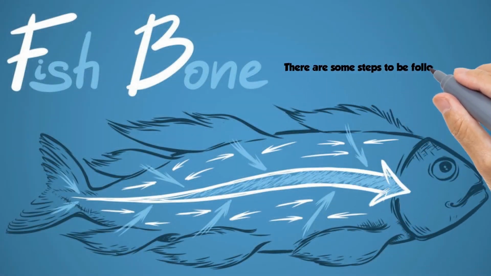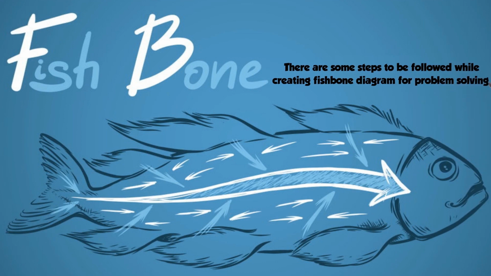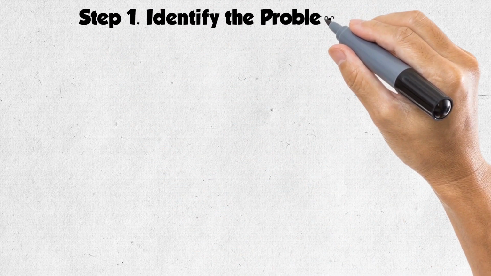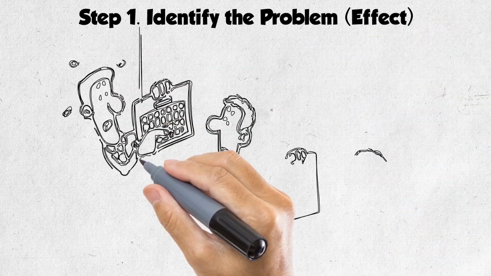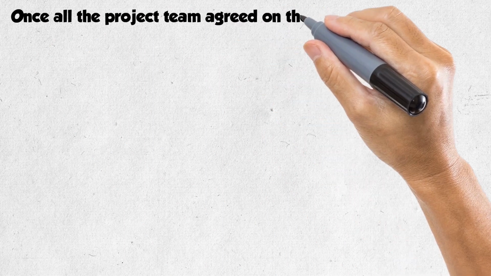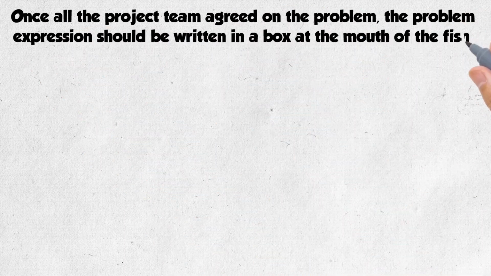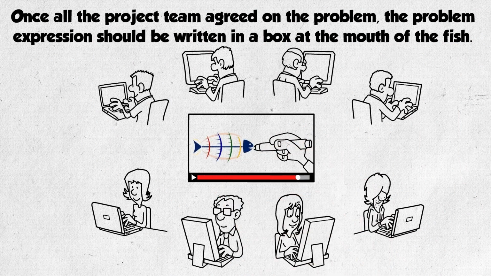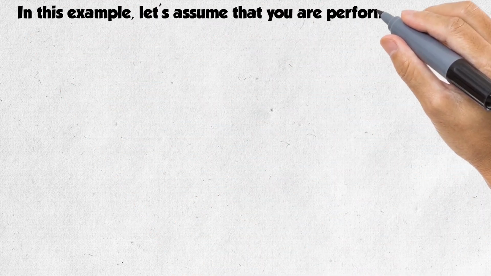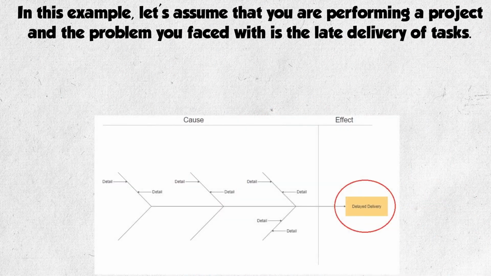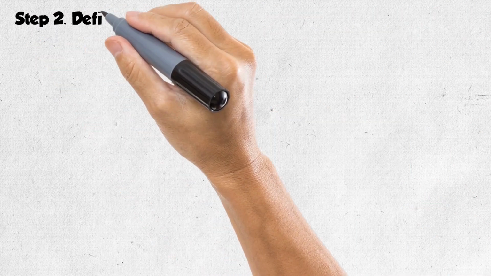There are some steps to be followed while creating a fishbone diagram for problem solving. Step 1. Identify the problem, the effect. Once all the project team agreed on the problem, the expression should be written in a box at the mouth of the fish. In this example, let's assume that you are performing a project and the problem you faced is the late delivery of tasks.